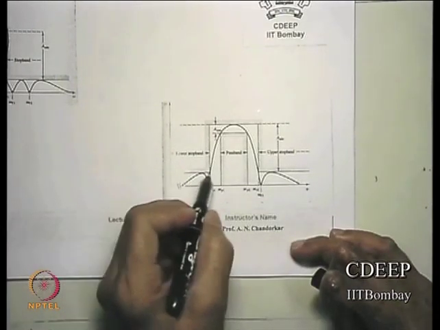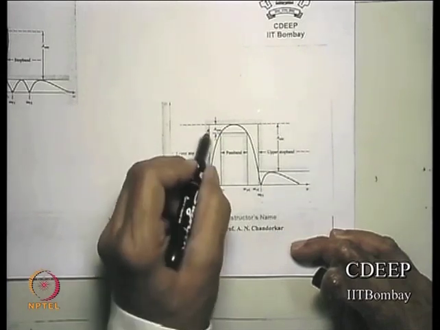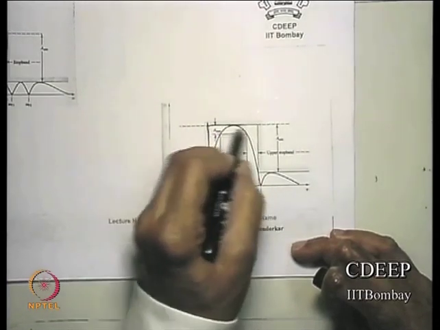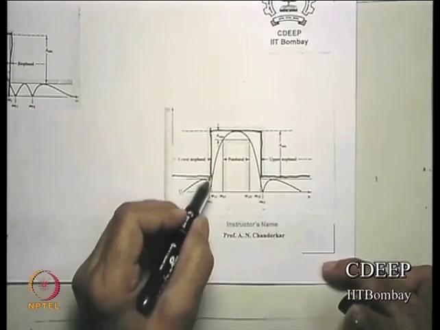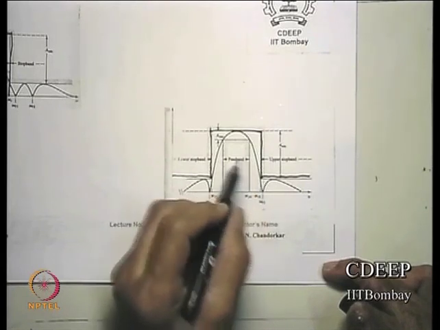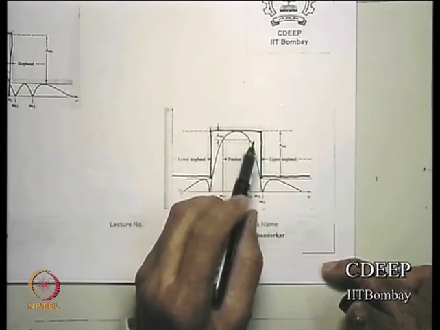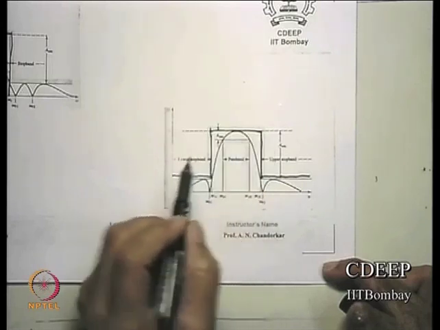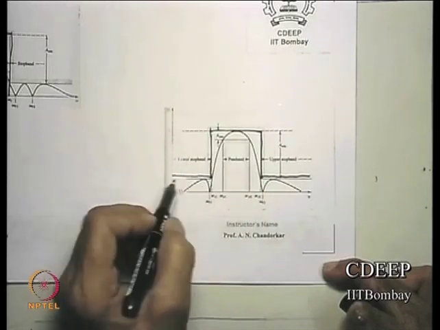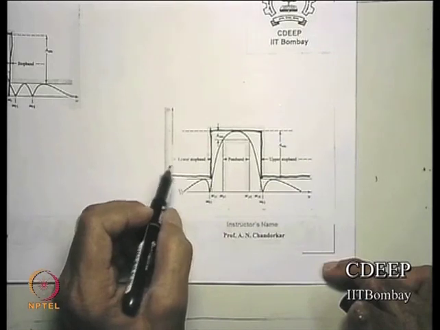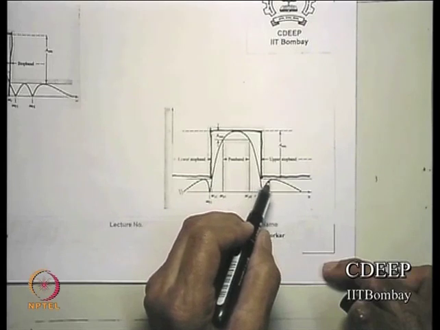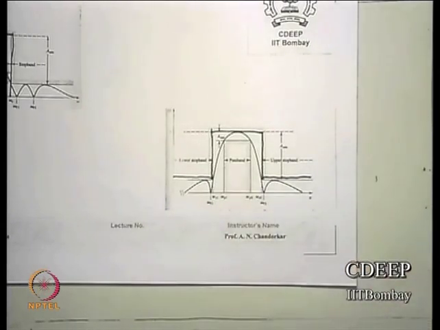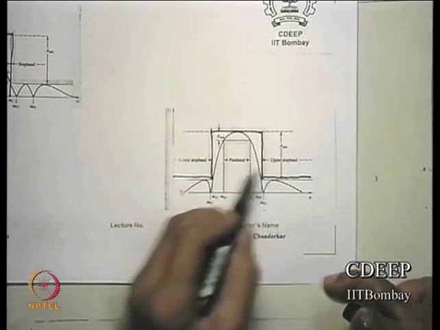A typical good band pass filter would have expected to have this transition. Between this frequency and this frequency, the transfer function should have value which is constant and everything is passing, okay. Below this frequency, we do not want anything to pass, so we say lower stop band. Beyond this frequency, nothing should pass, we say it is upper stop band. So there is a lower stop band and upper stop band. In between, there is a pass band.